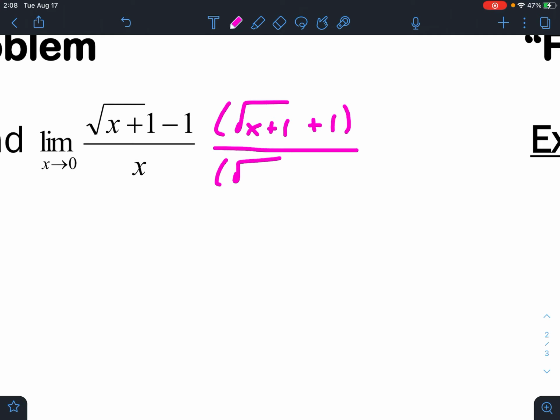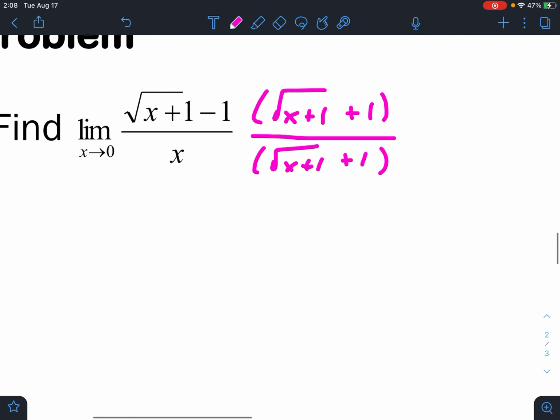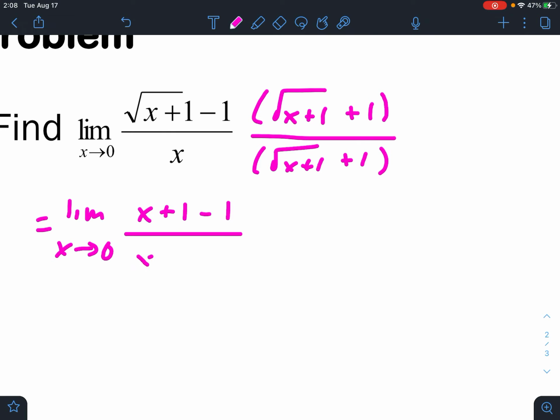Okay, why is that allowed? Because really, we're just multiplying by 1. We're not changing the problem at all. We're changing how it looks, but it's not going to change the overall problem. So we get limit as x approaches 0. Root x plus 1 times root x plus 1 is just x plus 1. The middle two terms will cancel because this is going to be a difference of squares, and then -1 times +1 is -1. And that's all over x times (root x plus 1 plus 1).